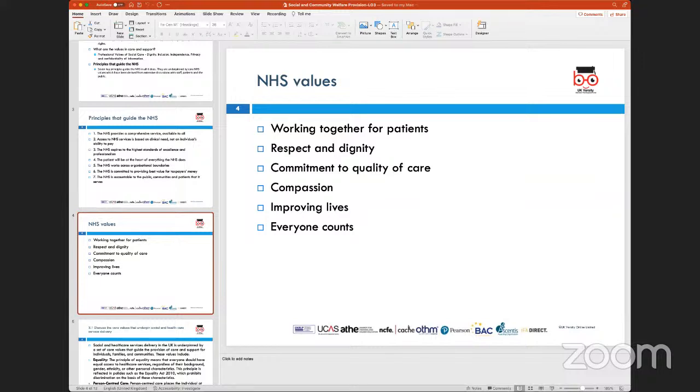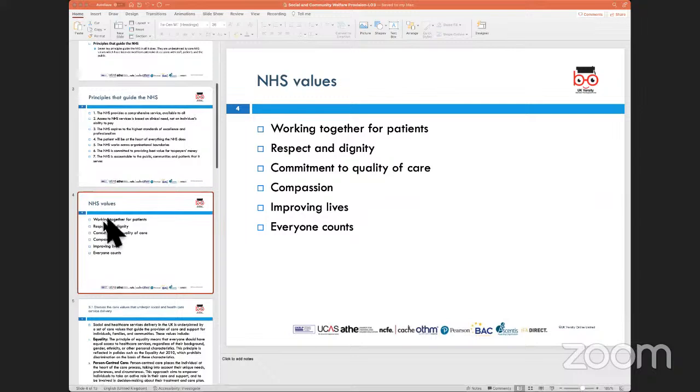And that is where you would generally see that, the healthcare side of things. When we look at values in particular at the organizational level, they tend to be these six values which are reflected on the NHS website.